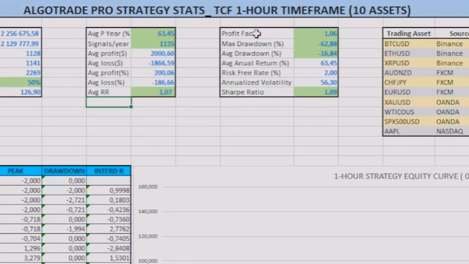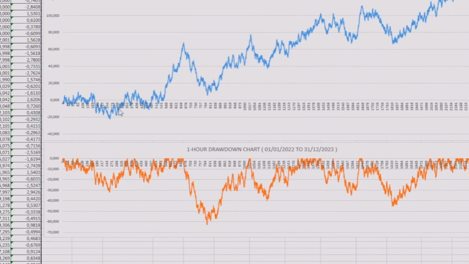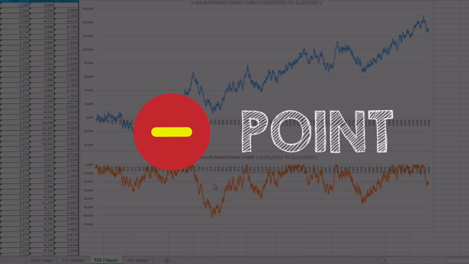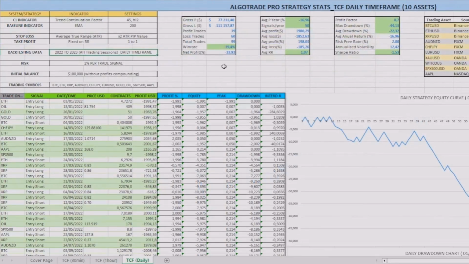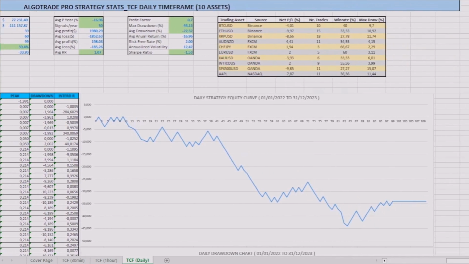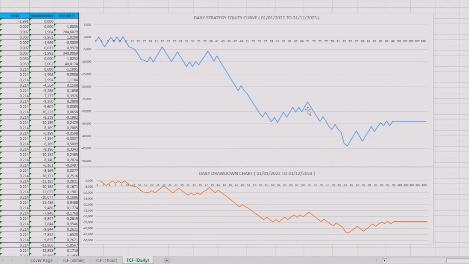With a profit factor of 1.06 and an average drawdown of about 17%, the strategy in this time frame got a more consistent equity curve when compared to the 30-minute chart. However, it had a max drawdown value of about 62%, which is a negative point. And finally, on the daily time frame, after 99 trades, it achieved a win rate of 39.4% and a loss of 33%, which can also be noticed when looking at the equity chart, being this result the worst one we had so far in this higher time frame.